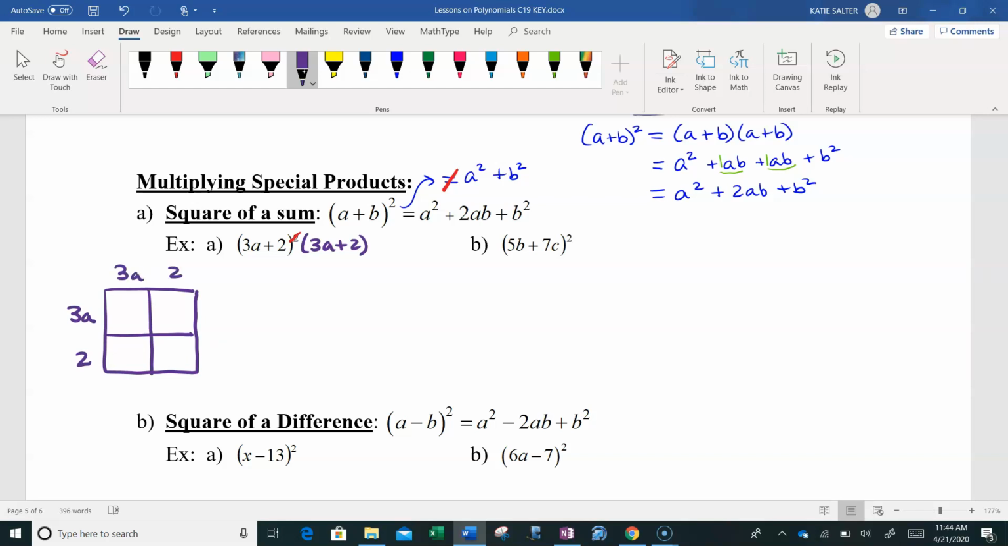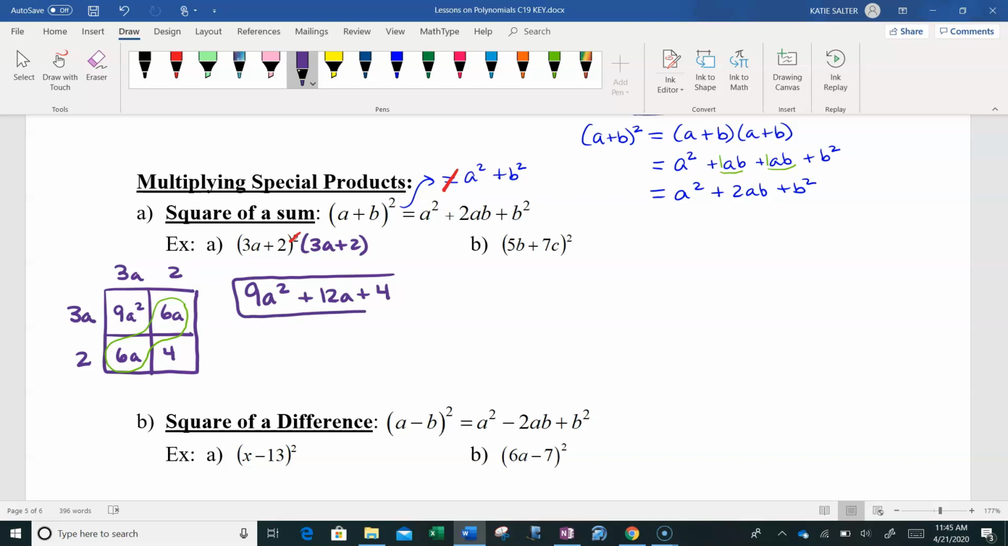So when I multiply my windows together, 3a times 3a is 9a squared. 3a times 2 is 6a. 2 times 3a is 6a, and 2 times 2 is 4. We can see that we have these like terms right here, 6a plus 6a. So when we write our final answer, that would be 9a squared, 6a plus 6a is 12a, plus 4.